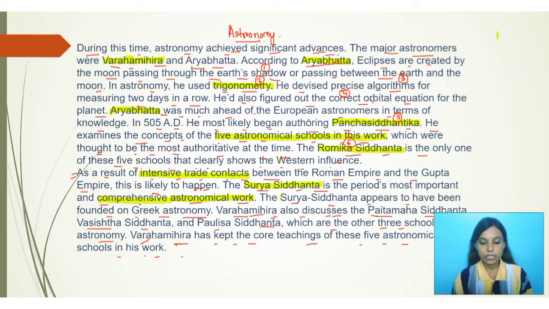Yes, the Surya Siddhanta was also founded on the basis of Greek astronomy. You can mention that. You can also talk about Varahamihira's Paitamaha Siddhanta. You can also talk about the Vasishtha Siddhanta and the Paulisa Siddhanta. These were the other three schools of astronomy. All right.